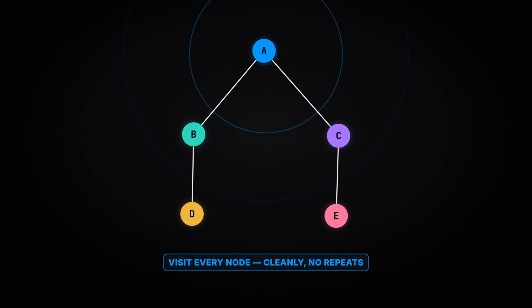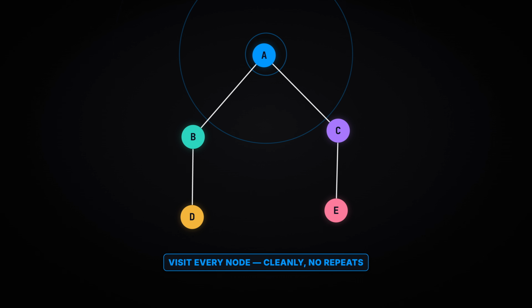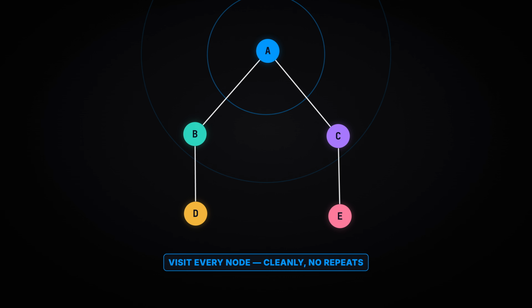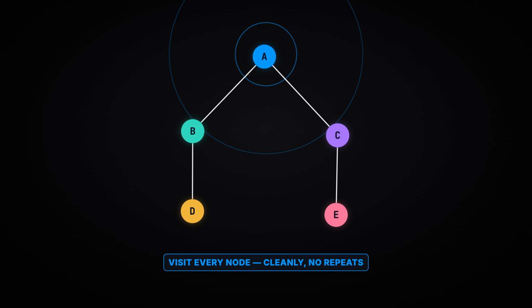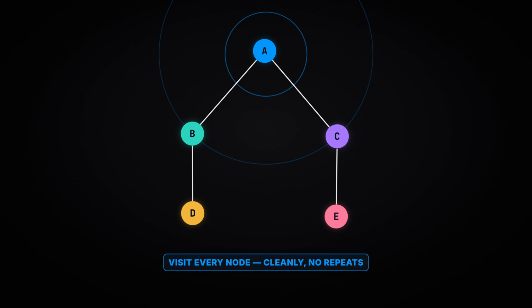You are standing on one node. From there, you can reach its neighbors. From those neighbors, you can reach more nodes. How do you visit every single node in a clean, organized way, without getting lost and without visiting anyone twice?